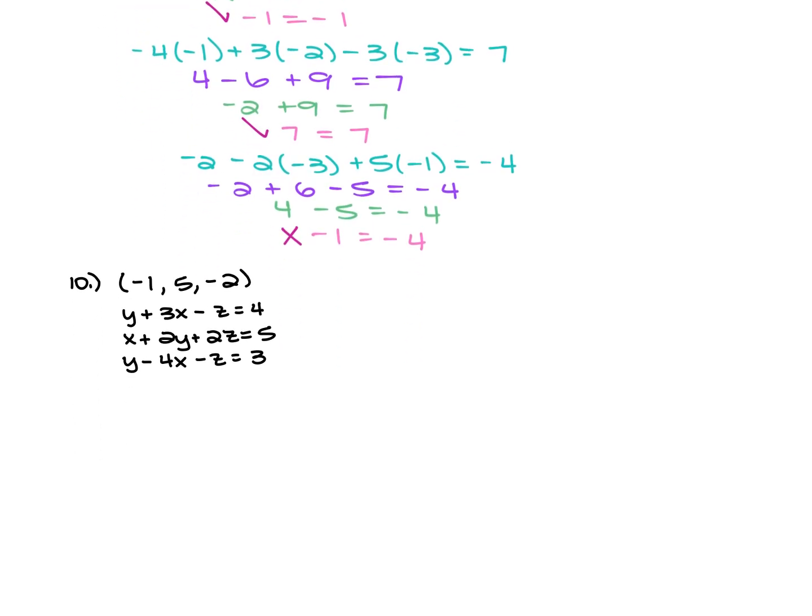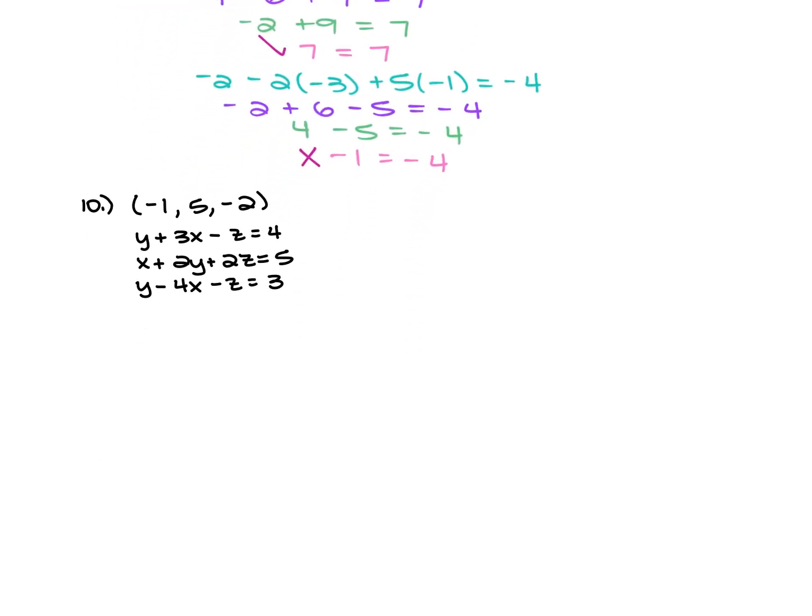For your last one, you have negative 1, 5, and negative 2. That means that your x is negative 1, your y is 5, and your z is negative 2. You're given the equations y plus 3x minus z is equal to 4, x plus 2y plus 2z is equal to 5, and y minus 4x minus z is equal to 3. We're going to work with the top one first.